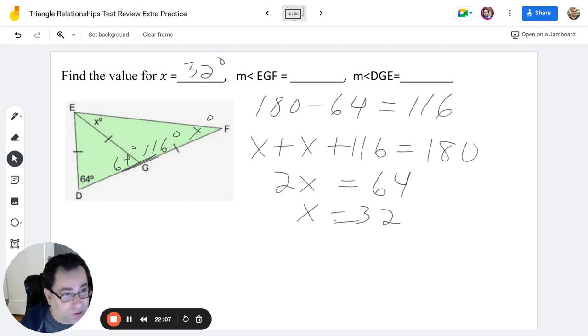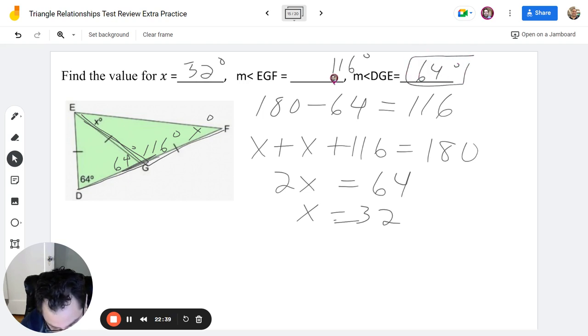Now let's find the measure of EGF. We already did that, 116. A little off there, but that's the answer. And DGE is just the linear pair of 116, or 64 degrees. So we have the answer, and 32 is x.